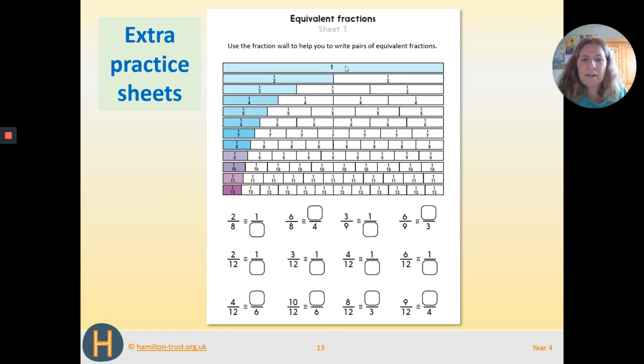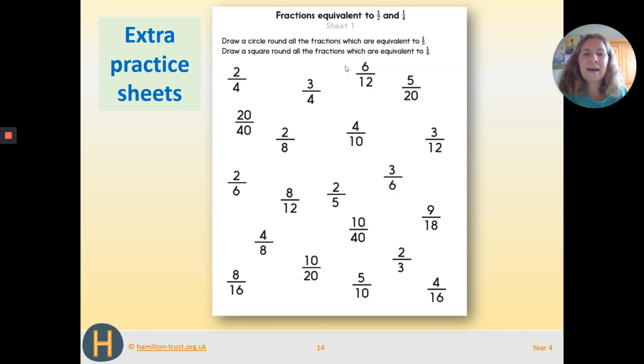For this extra practice sheet, you've got a fraction rule to help you find the pairs below. And finally, another fractions equivalent for a half and a quarter. Choose 2 colours, draw circles around the fractions that are equivalent to a half in one colour, and draw squares around all the fractions that are equivalent to a quarter in another colour.